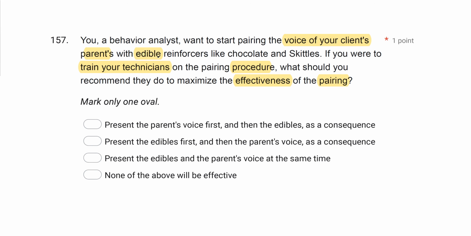So edible reinforcers are currently reinforcing the client, motivating the client, however you want to view it. We want to take those properties and pair them and transfer them to the client's parents' voice. So if you're going to tell your technician how to maximize the effectiveness of the pairing, what would you say? A, present the parent's voice first and then the edibles as a consequence. All right, there's a chance this would work, right?